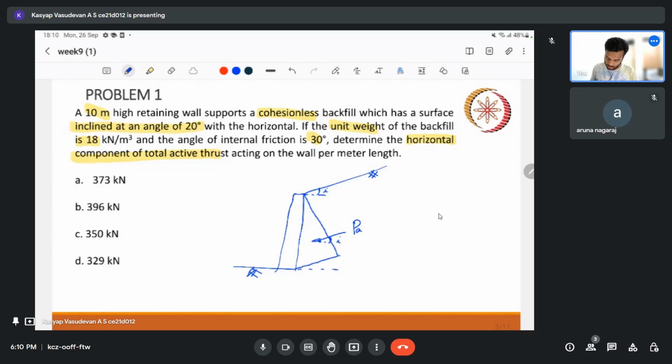So what is this PA? To find this PA, we need our lateral earth pressure coefficient. The lateral earth pressure coefficient for an inclined backfill in the active case is given as cos I, where I is the angle of inclination of the backfill, into cos I minus root of cos square I minus cos square phi, divided by cos I plus root of cos square I minus cos square phi. With this formula, we can find the coefficient of lateral earth pressure. Once we have it, it's quite easy to find our total active thrust. So let us go for it.